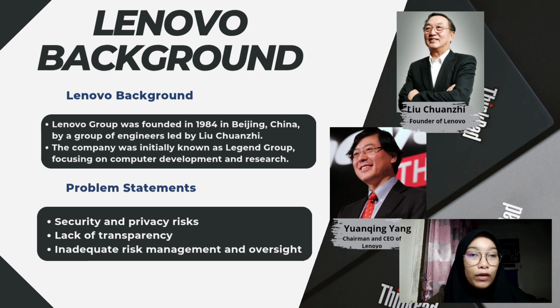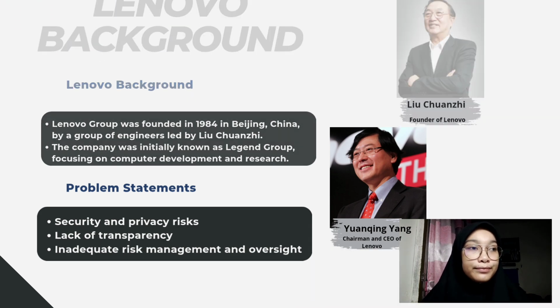It focuses on innovation through its smart transformation strategy and now earns over 60 billion in annual revenue. The company is led by its CEO and chairman, Mr. Yang Yuanqing, with strong corporate governance in place. Next, we move to the problem statement of Lenovo. The problems are security and privacy risks, lack of transparency, and inadequate risk management and oversight.